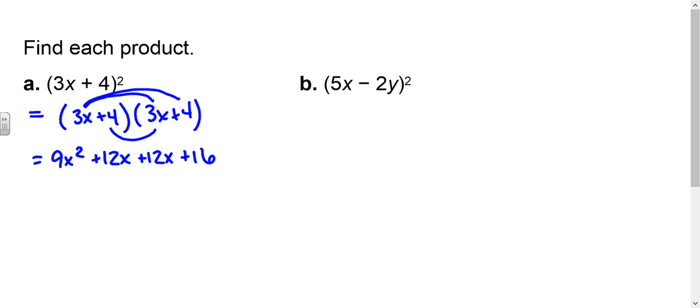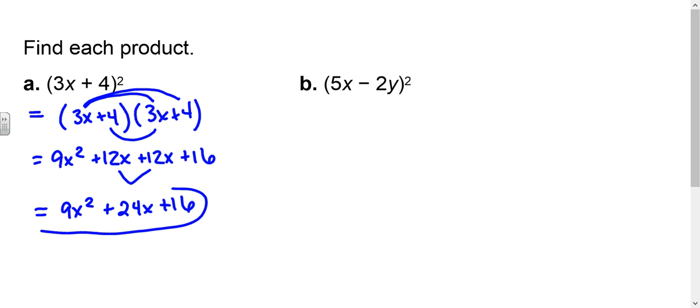Now, feel free to pause the video anytime and work these out on your own and then just check your answers. Okay, then from here we can combine our like terms in the middle. So we get 9x squared plus 24x plus 16. So this is our answer for the first one. Okay. Go ahead and pause the video if you want and work out the second one, and then you can follow along.